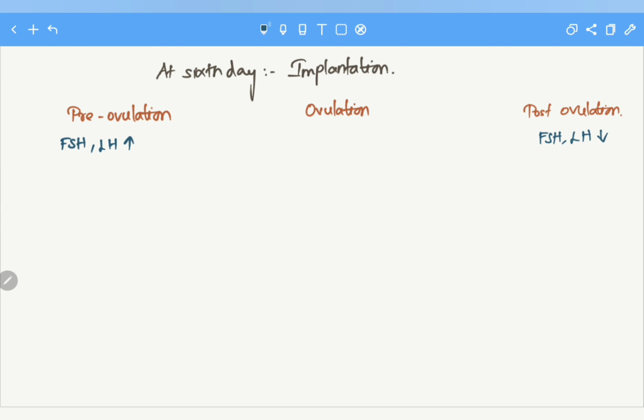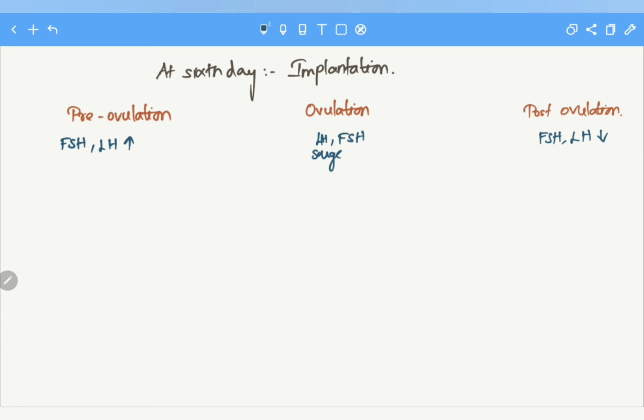So what happens at the period of ovulation? LH and FSH will be very high. LH will be very high. The LH surge happens just 48 hours prior to the ovulation. So the LH surge will be there, and in accordance with that, FSH will also be high, right?